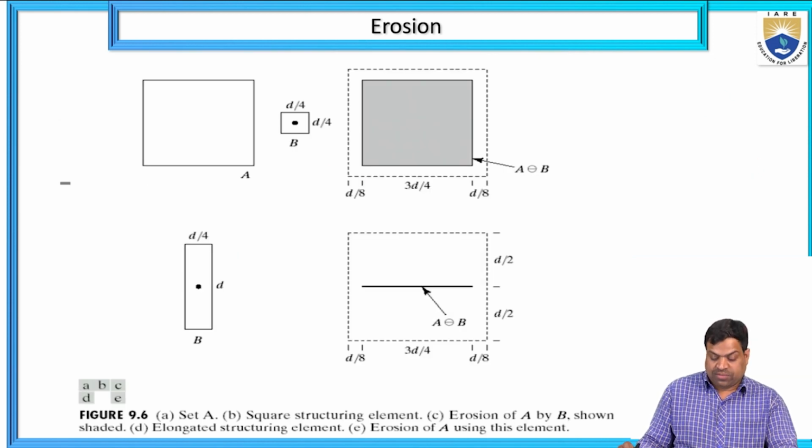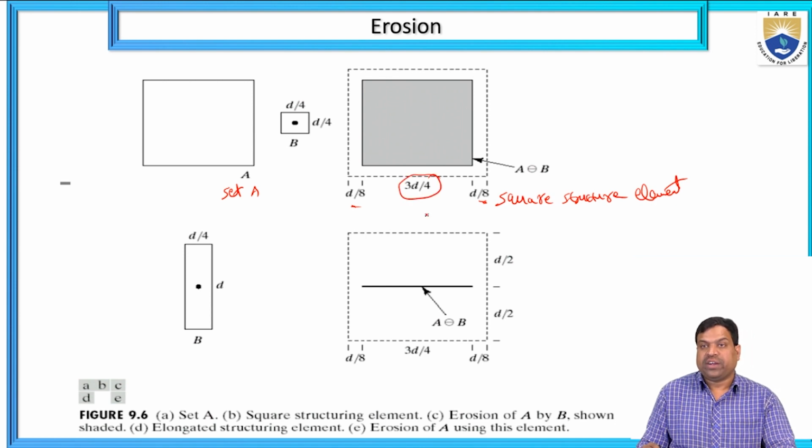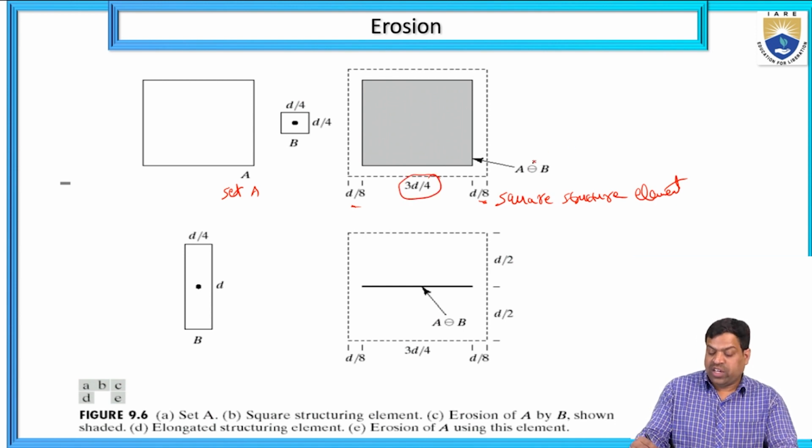So here, figure A is a set A. Here it is a square structure. So it is set A, and B is a square structuring element. The border values are D by 8, the middle one is 3D by 4, then D by 8 to D by 8, and it is 3D by 4. It is A eroded by B. A erosion B is going on.